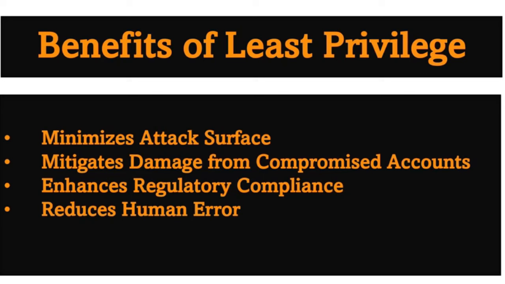Next, it reduces human error. By restricting permissions, we decrease the likelihood of accidental deletion or modification of critical files. Suppose there is an intern working on data entry. They can only update specific sections of a database without being able to access or modify more sensitive areas. So there's less chance for human error. These are some of the key benefits of least privilege, but there are many others as well.